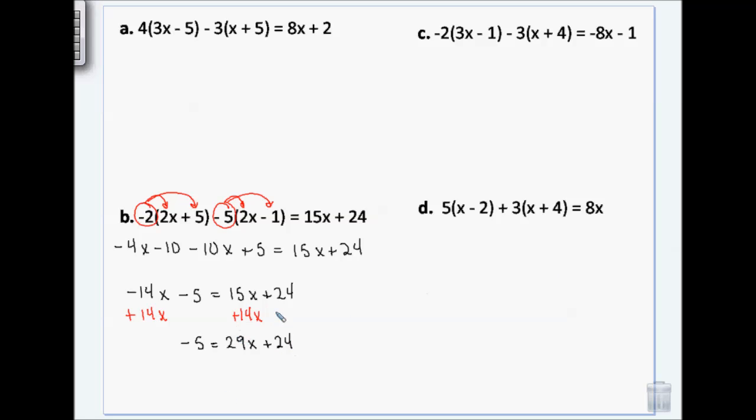Now that I've moved the x's over here, I have to move the number away from it. So I subtract 24 from both sides, and I get negative 29 is equal to 29x, which I'm going to just rewrite right here. And I'm going to divide both sides by 29. And x is equal to negative 1.